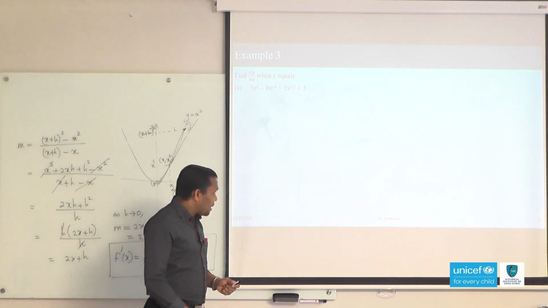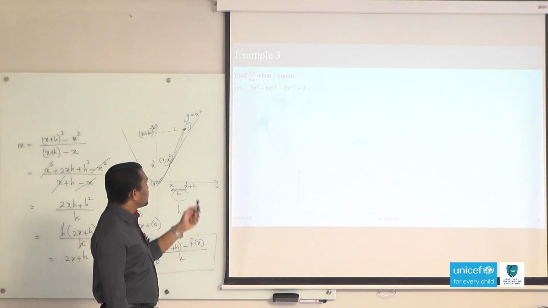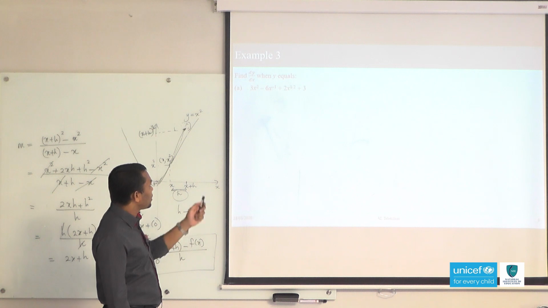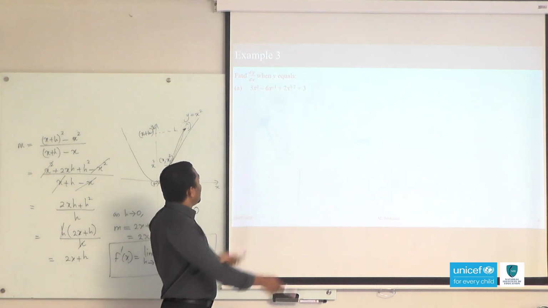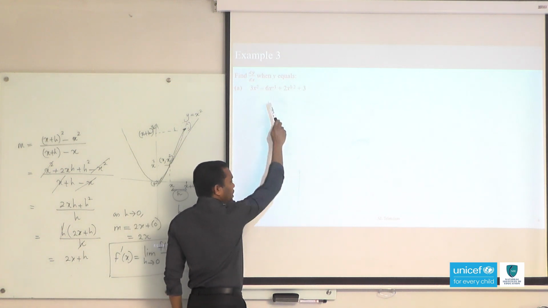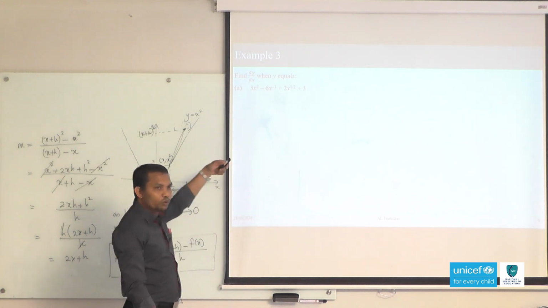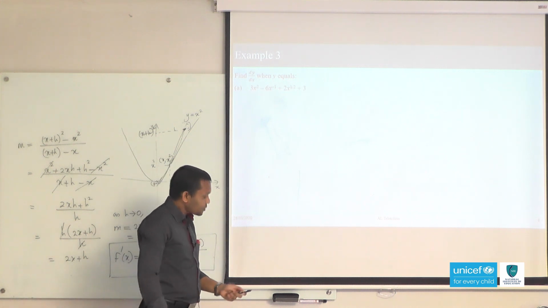Let us do a few examples. Find dy by dx when y equals 3x squared minus 6x to the power minus 1 plus 2x to the power half plus 3. In this example, you see constant times functions, difference of functions, sum of functions, and also constant functions. So, basically this particular example involves all the rules that we have seen in the previous slide.